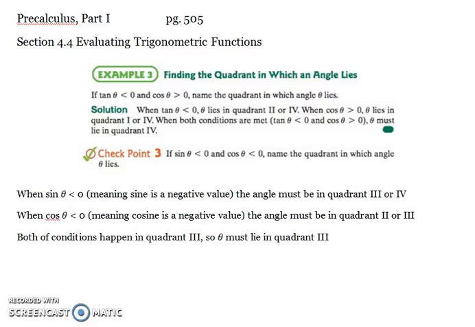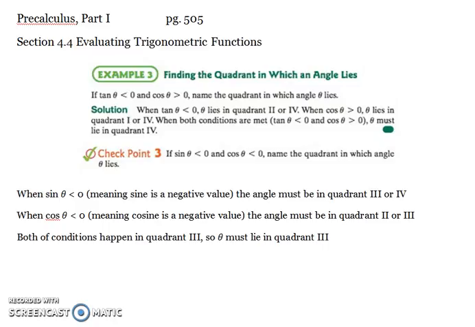This is Pre-Calculus Part 1, Section 4.4, Evaluating Trig Functions, Example 3 on page 505, finding the quadrant in which an angle lies. So, for example, if tangent is less than 0 and cosine is greater than 0, name the quadrant in which the angle theta lies.